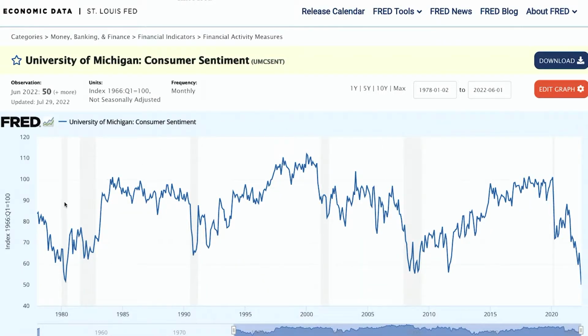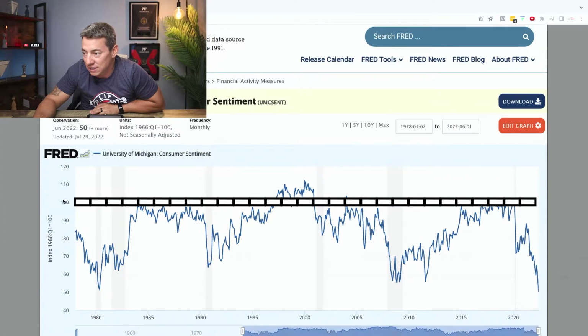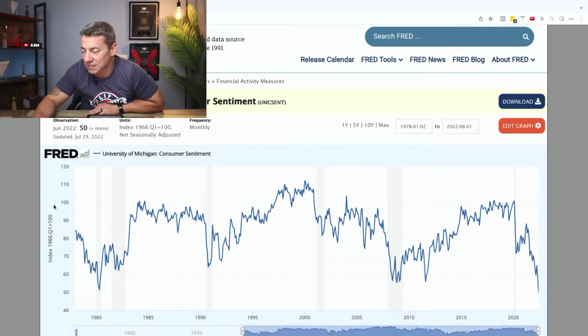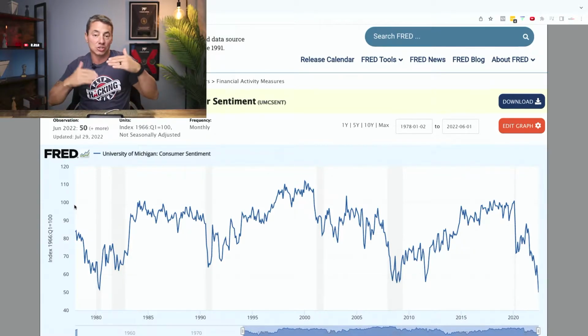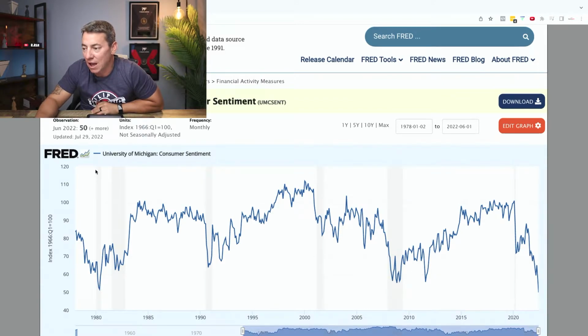Here's the chart. You can see this is the FRED data from the University of Michigan, and I basically went back to 1978 or so, up to 2022. You can see the line right here. If you follow along with me, this is the 100. This is the baseline of the index, 100, and this was Q1 of 1966. They just baselined it, so that they can adjust the values based on that.